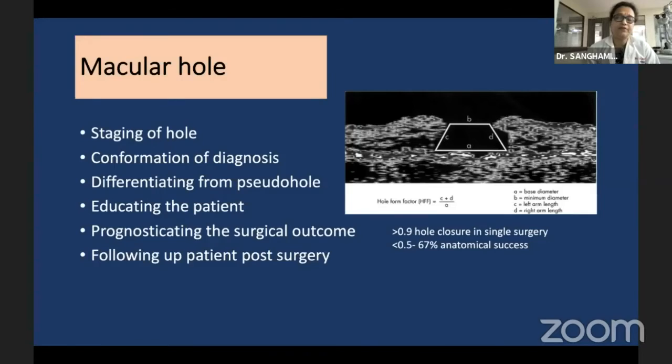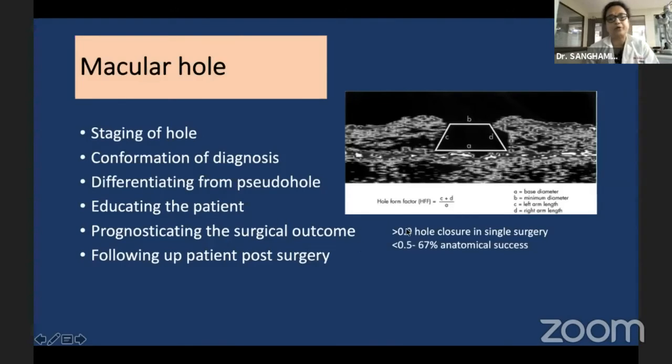In differentiating from a pseudo hole, educating the patient, when you show the patient, probably he comes to know that yes, there is a macular hole, there is a separation in between the layers, and you need not explain much about the surgery and all. It's helpful in prognosticating the surgical outcome. You can follow up your patient post-surgery.